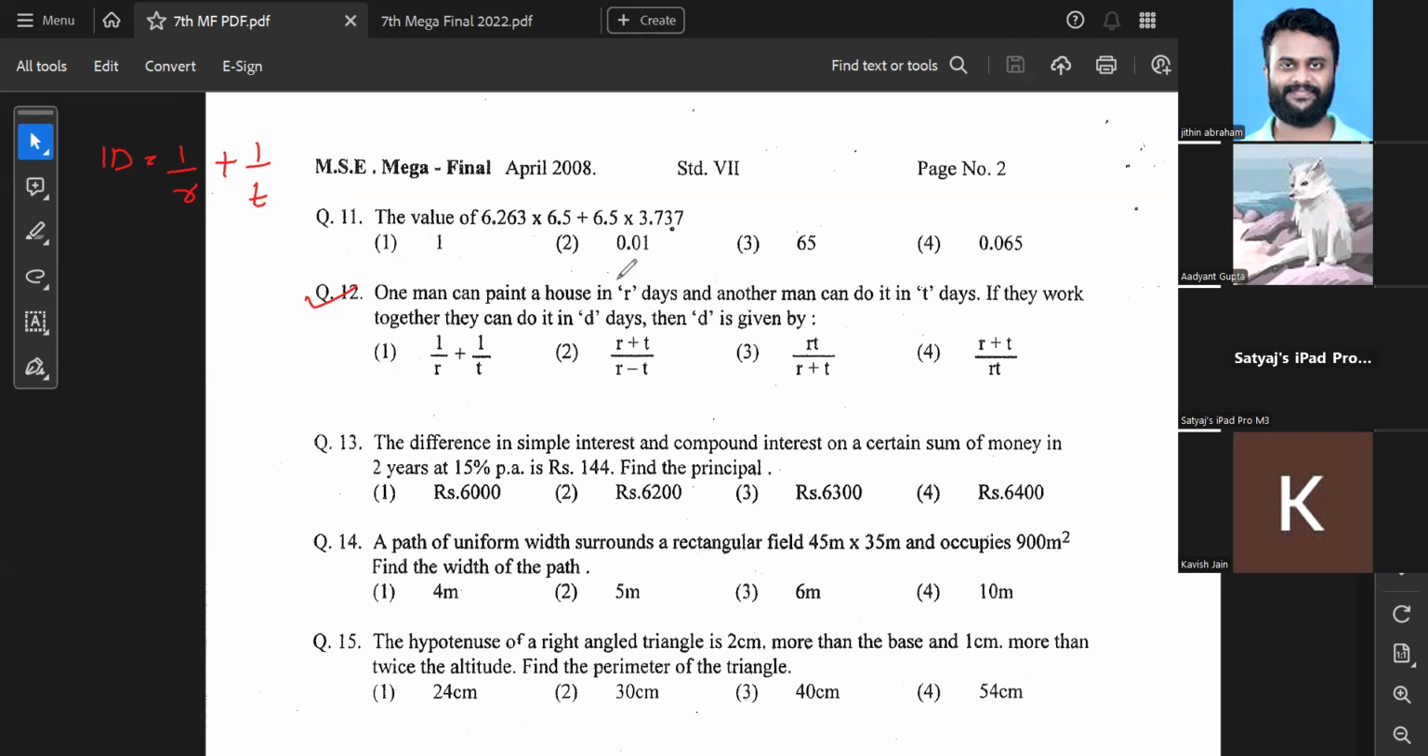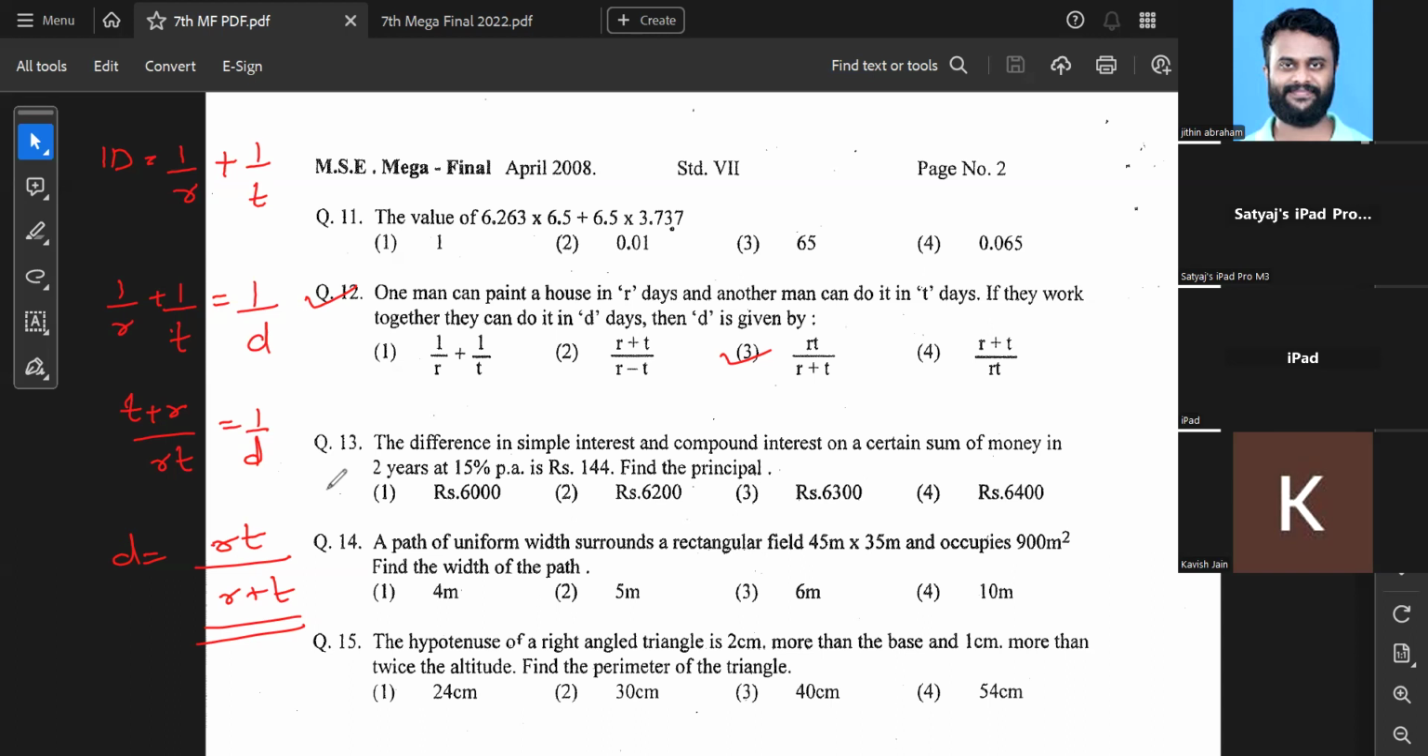Now, as you know, the number of days required is basically the reciprocal of the amount of work, right? So this 1 by R plus 1 by T is the reciprocal of the number of days, 1 by D in short. So you cross multiply them, you get T plus R divided by RT is equal to 1 by D. That gives you D is equal to RT upon R plus T. Hence your answer is option 3.